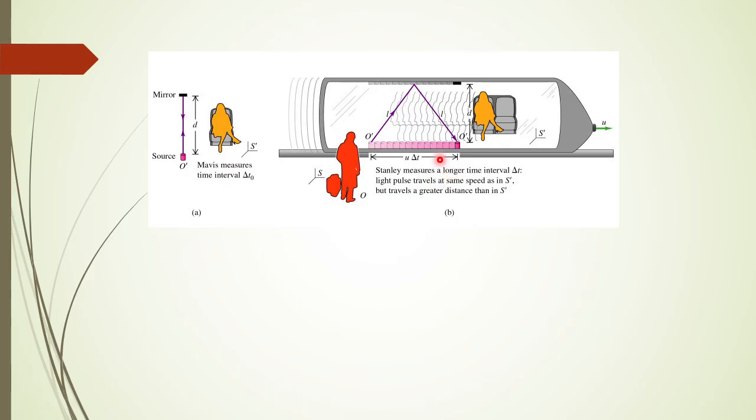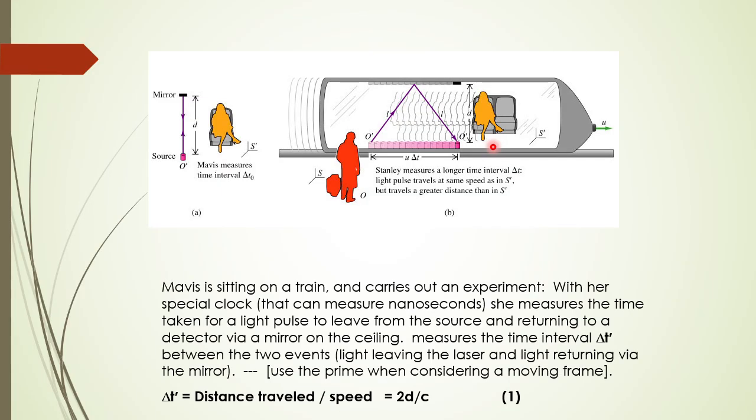So Stanley will conclude that for the light to bounce to the ceiling and come back to the source again actually takes a longer time, and the time taken should be longer than what Mavis will claim it to be. This gives you a very good understanding of why the time reported will be different. It's just because the speed of light has to be the same in both reference frames, even though there's actual motion between the reference frames.